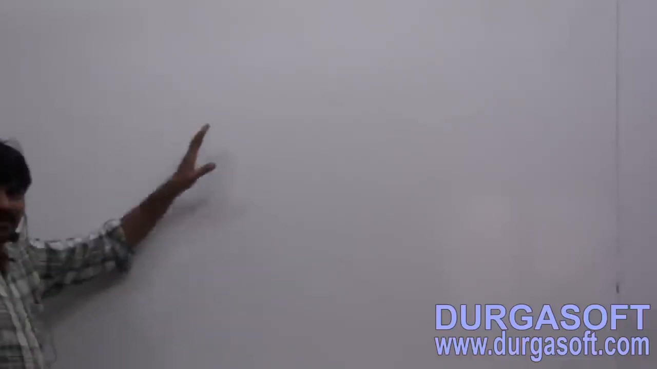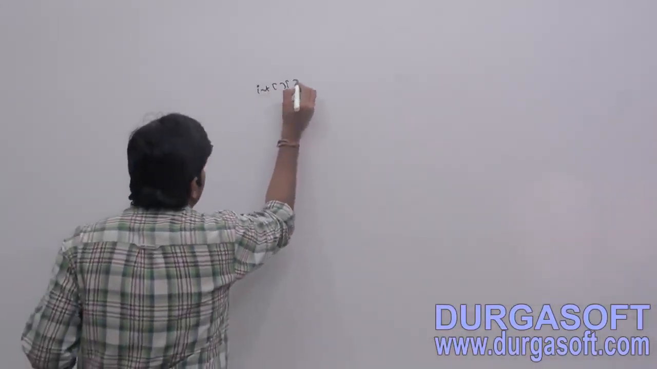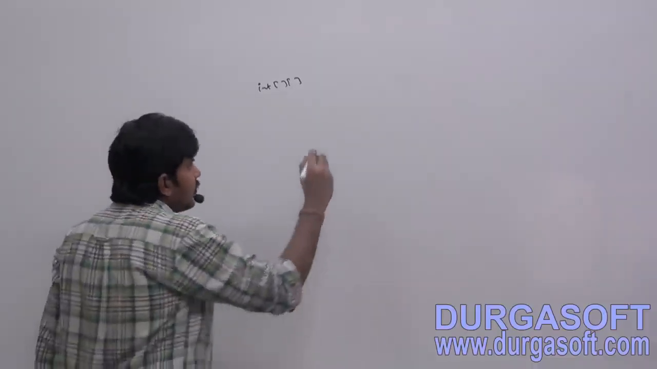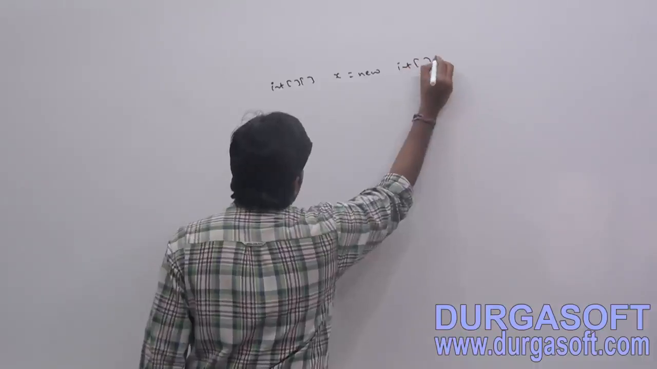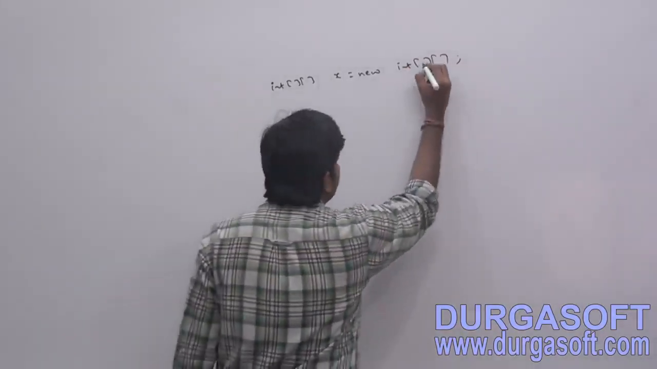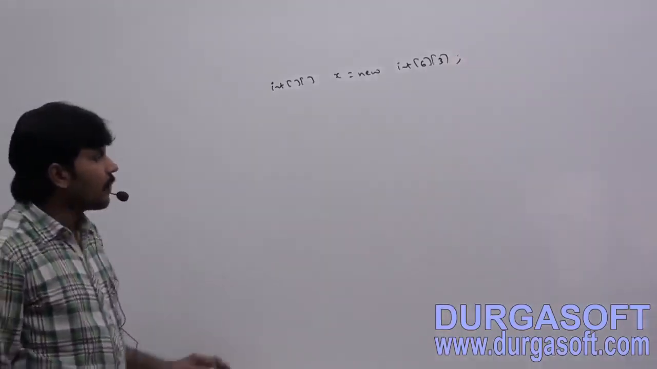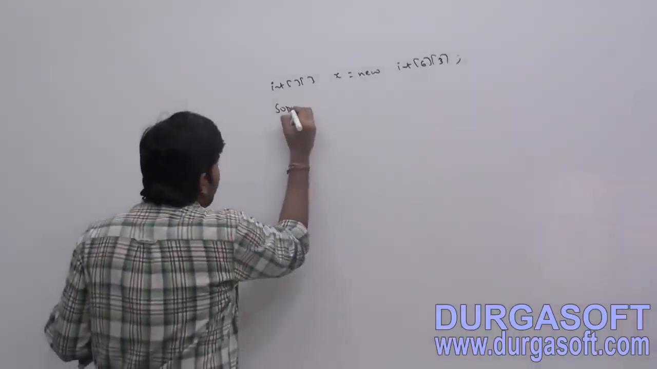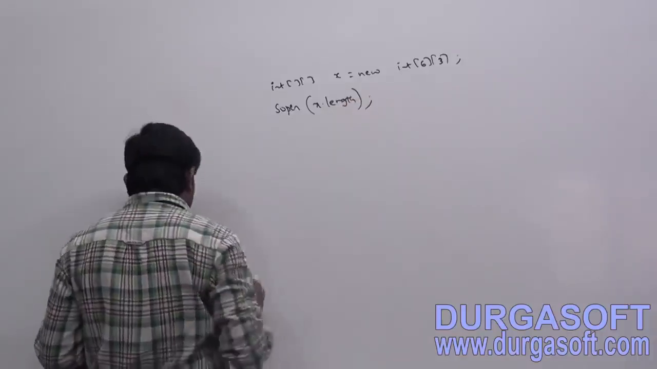Okay, so here there is one more small loophole you should be aware of. What is that loophole? Observe. I am taking a two-dimensional array: x is equal to new int two-dimensional array, with 6 and 3. So SOP of x dot length. What is the answer?